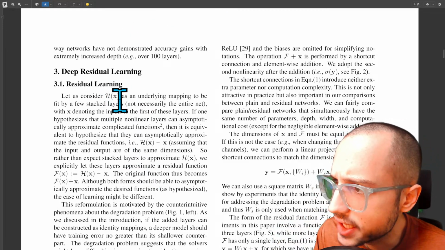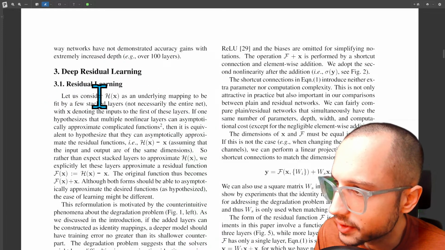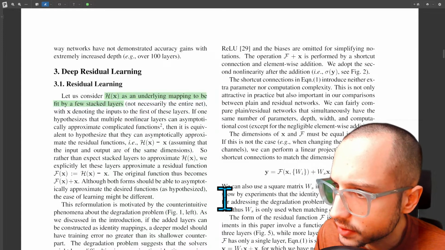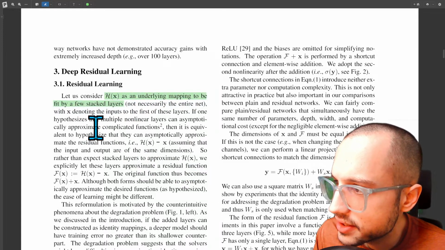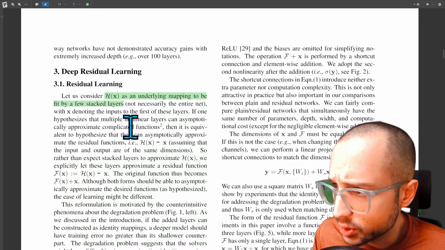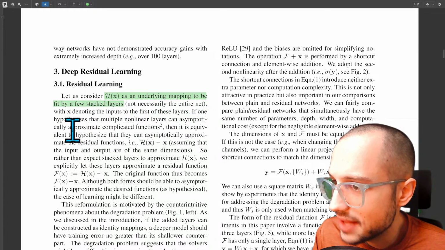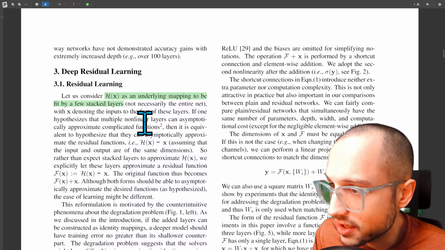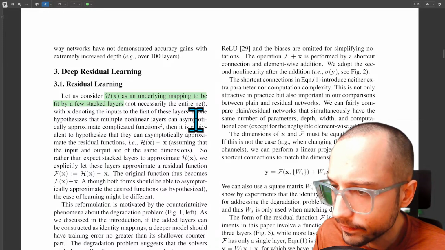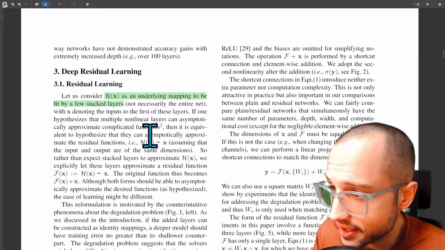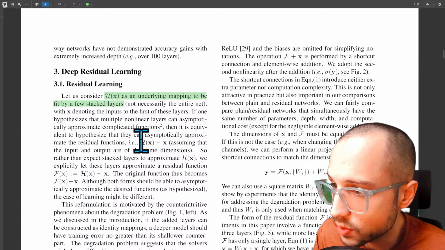Let us consider h of x as an underlying mapping to be fit by a few stacked layers. Okay, so we get out our math definition green here. If one hypothesizes that multiple nonlinear layers can asymptotically approximate complicated functions, then it is equivalent to hypothesize that they can asymptotically approximate the residual functions.